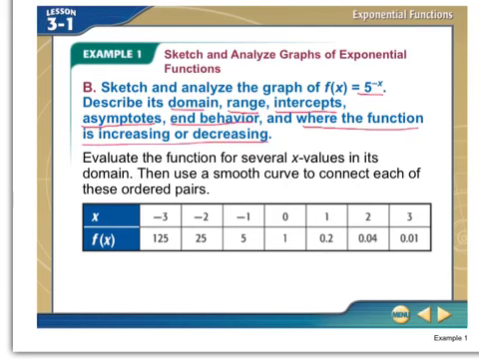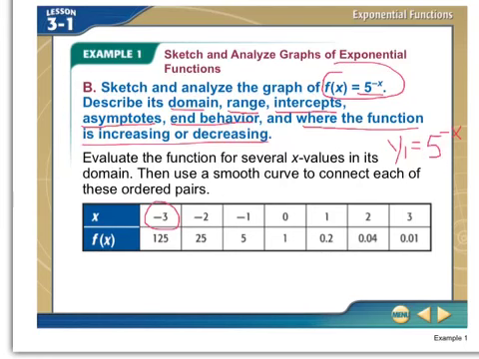Now, evaluate the function for several x values in its domain. If we're going to graph the function f of x equals 5 raised to the negative x, you could type in the function f to the opposite of x, or negative x, and graph on a standard window. If you did the first example, part A, your table setting should already start at -3, and the change in your table should be going up by 1s.